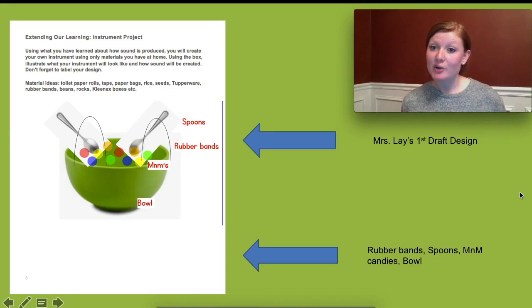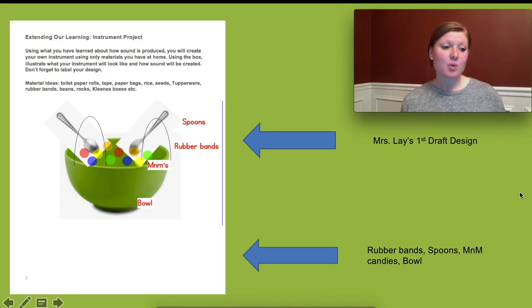But I want to go ahead and explain to you what the purpose is and what you are going to be doing. So using what you've learned about how sound is produced, you're going to create your own instrument. You're going to be thinking about how the sound will be created and how your instrument will look. Now please don't go out and buy anything. You can use objects that are found in your home. Some ideas might be a toilet paper roll, tape, paper bags, rice, seeds, even Tupperware, rubber bands, anything that you can use to create your instrument. But don't forget, you have to figure out a way to show that vibration.